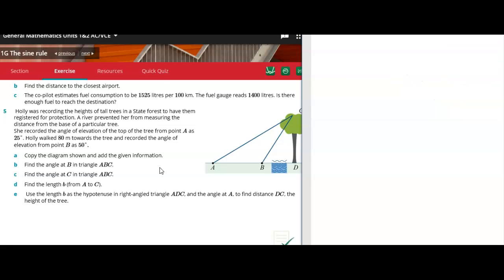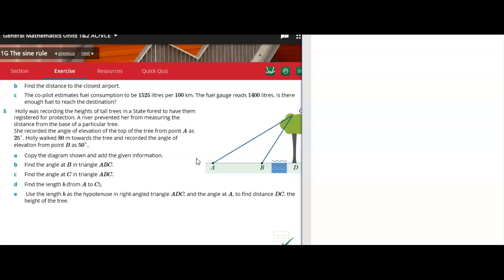And this is also question 20 in your textbook. Holly was recording the heights of tall trees in a state forest to have them registered for protection. A river prevented her from measuring the distance from the base of a particular tree.